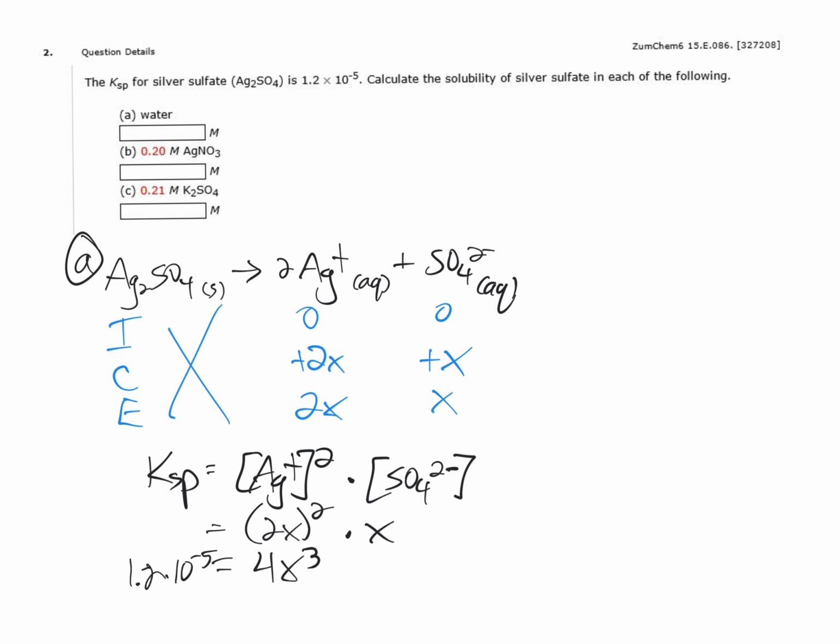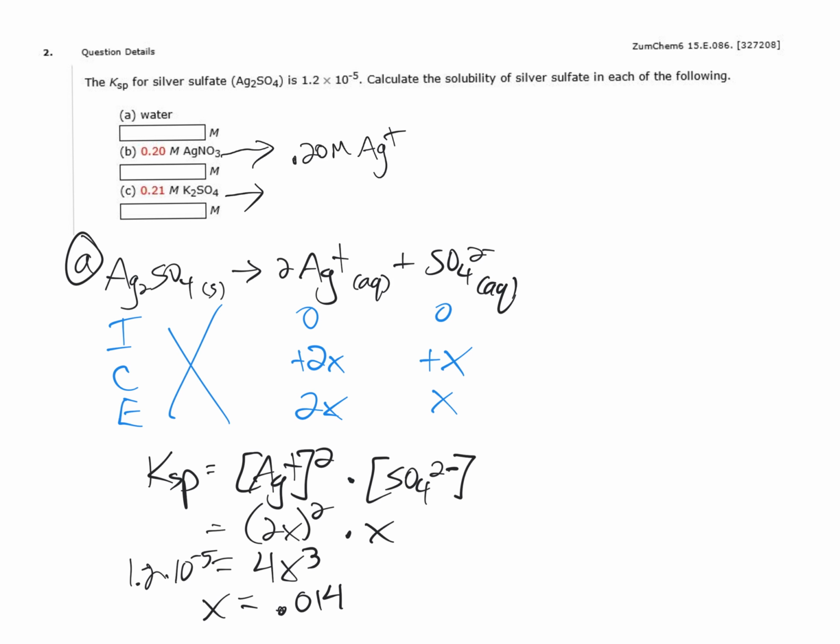So if we pull out our calculator and solve for x, again, they want us to find solubility, so that is find the value of x. In this case, it works out to be 0.014. Now let's compare that to what we have in part B. In part B, we have a solution of 0.2 molar silver nitrate, and when that breaks apart, you get 0.2 molar silver ion to begin with.